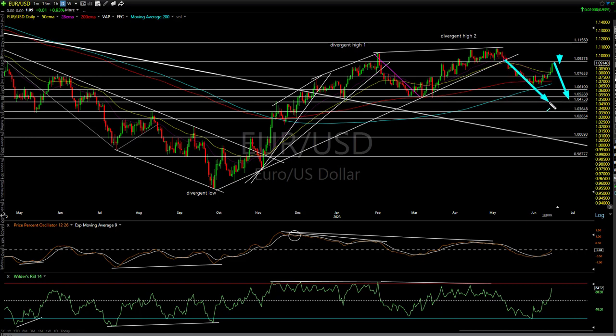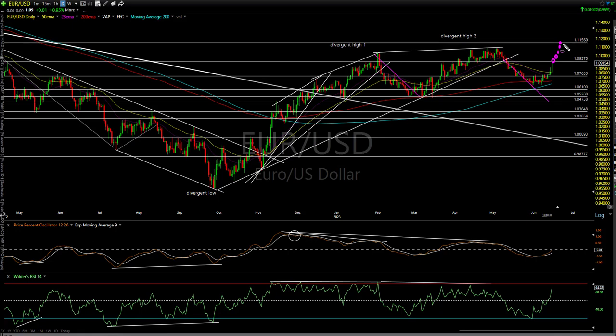Remember the measured target I gave you yesterday. This purple line is the measured target of this big bearish rising wedge right here, that uptrend line with that divergence line. The widest part of the wedge added to where it breaks down gives us a measured target right there. In yesterday's video I showed you the unmistakable, very tight positive correlation between the euro and both the stock market and gold and silver. So if, and it's a big if, bulls want to see this.